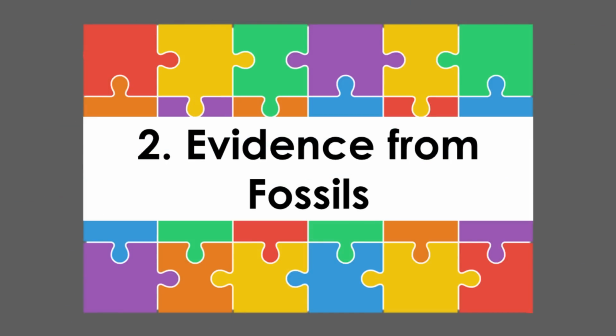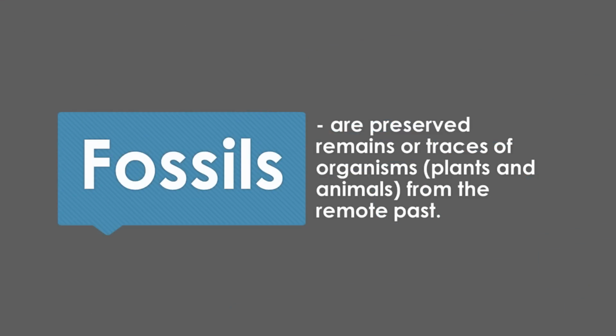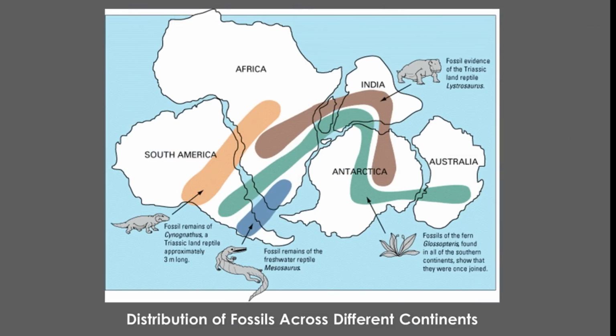Evidence from fossils. Let us first define fossils. Fossils are preserved remains or traces of organisms such as plants and animals from the remote past. Let us take a look and analyze this figure, the distribution of fossils across different continents. As we can see, the continents, namely South America, Africa, Antarctica, India, and Australia are rejoined. We can also see different extinct plants and animals distributed throughout the continents, each with a corresponding color.